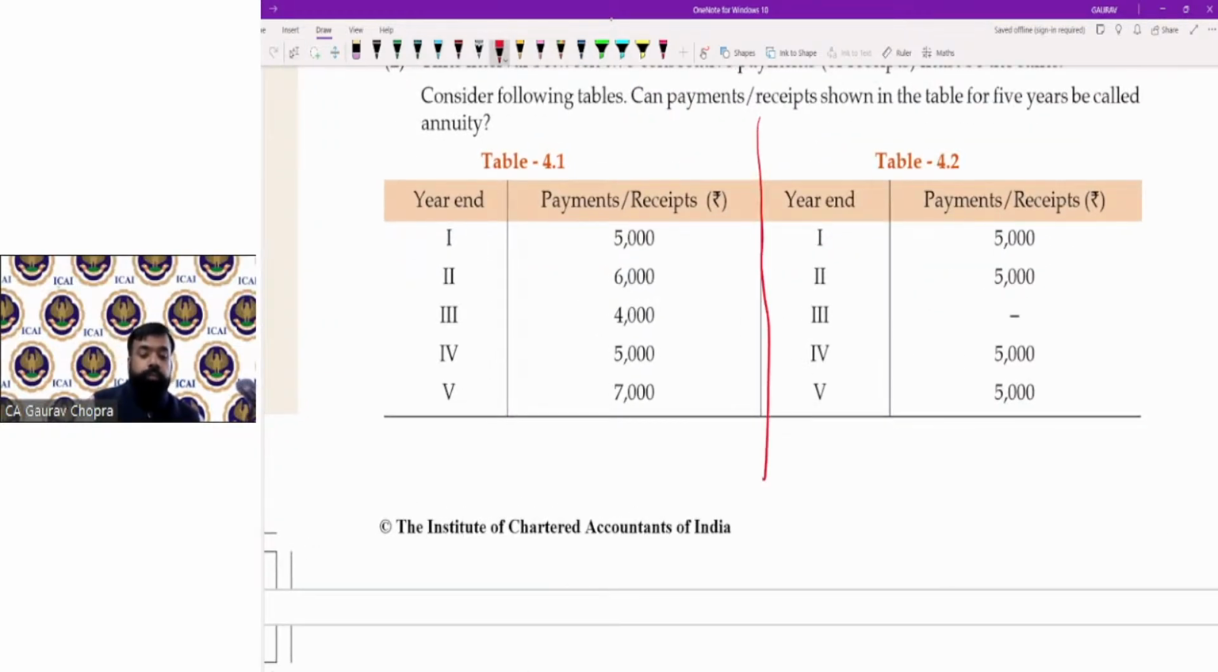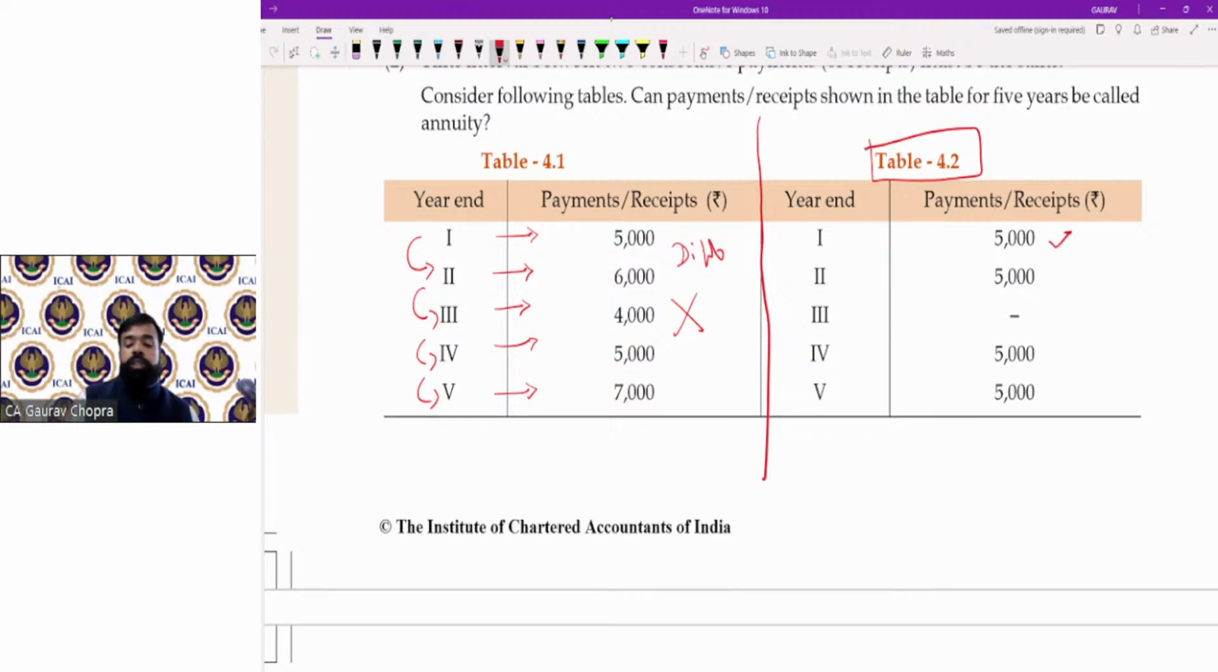This table number 4.1 is given. In first year end, what is the payment? 5,000. In second year 6,000, third year 4,000, then 5,000 and then 7,000. Is this annuity or not? क्या हम इस टेबल को एन्युटी बोल सकते हैं या नहीं बोल सकते? Time gap is same, 1 year gap is same, but the point is amount is not same, amount is different, therefore this is not an annuity. इसको हम एन्युटी नहीं कह सकते.